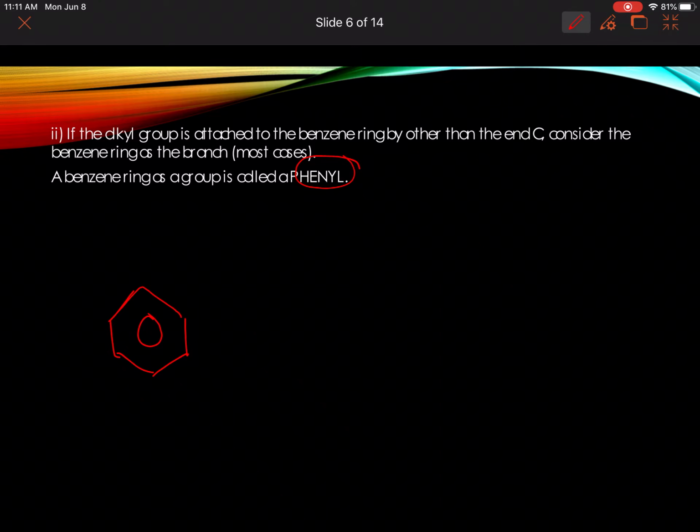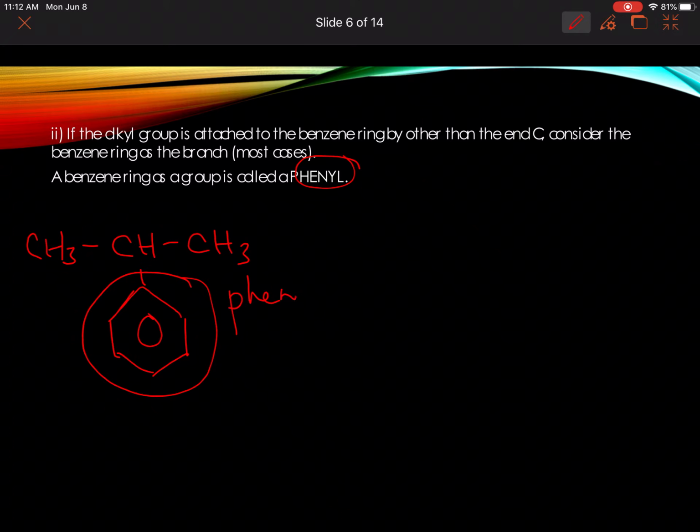So you've got your benzene ring, and then it's attached to a middle carbon here. We've got a middle carbon here. So at this point, this becomes the radical. That's our phenyl. The other one is our parent chain.